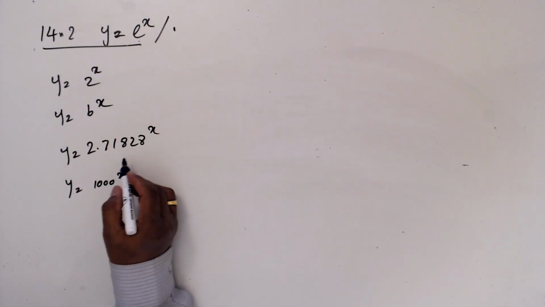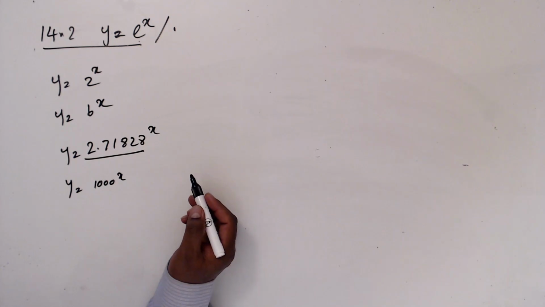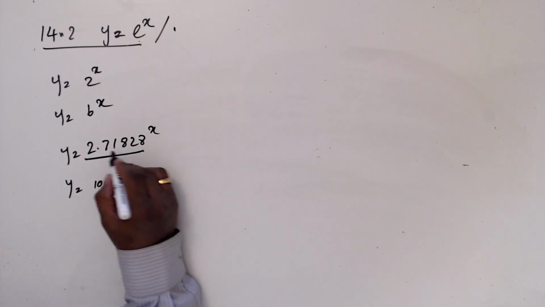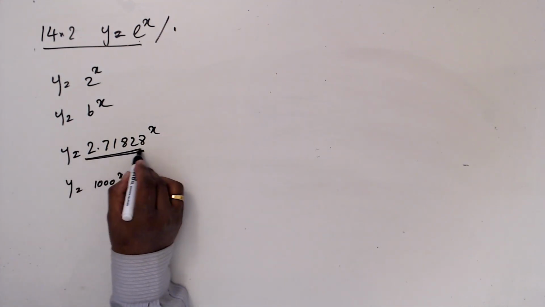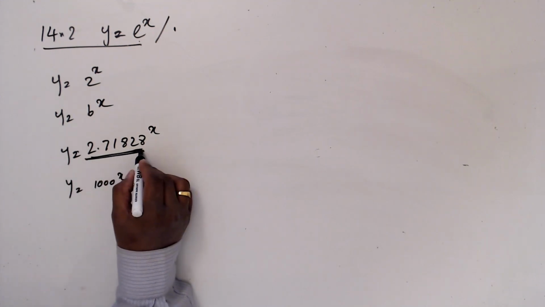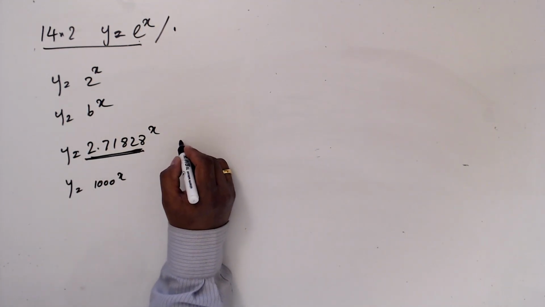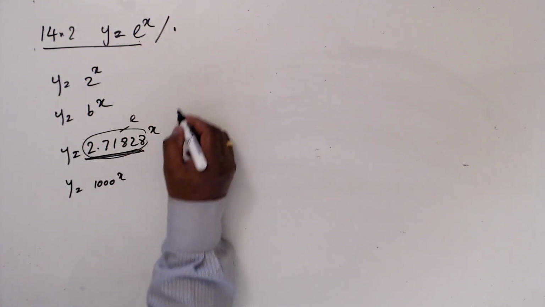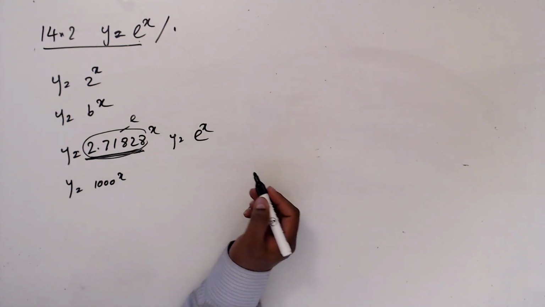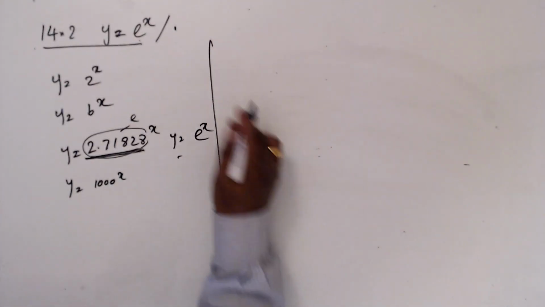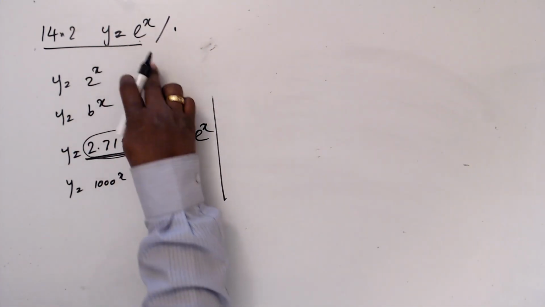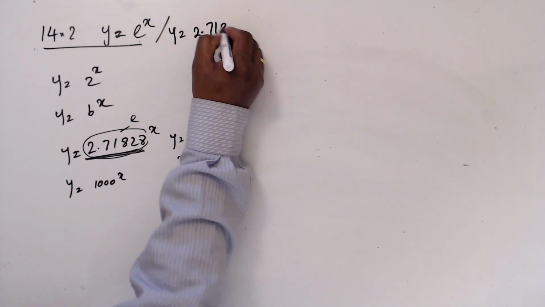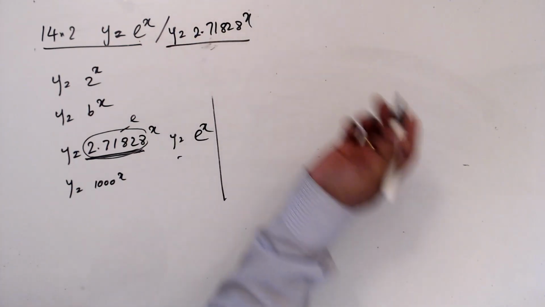Now, for this value, so this is an exponential function, and for this value we give a special symbol. If you see this value in an exponential function, then we will refer to this value as e. So instead of this one you can write e. So y equal e to the power x. What is e to the power x? What is y equal e to the power x? It is y equal 2.71828 to the power x.